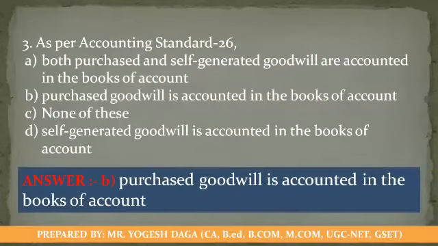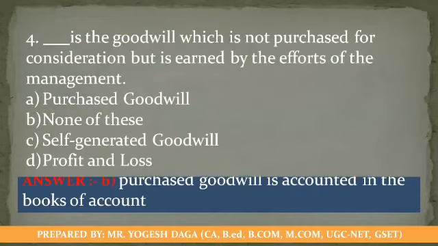Why is it the B option? Because as per AS 26, only the purchased goodwill will be accounted in the books of accounts. It means if there is self-generated goodwill, it is never recorded in the books of accounts because it has been calculated intentionally for your own purpose. But the main goodwill which is to be recorded is your purchased goodwill. Okay, so next question there on the screen.